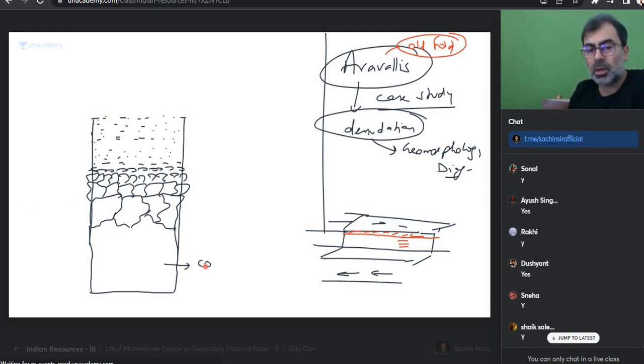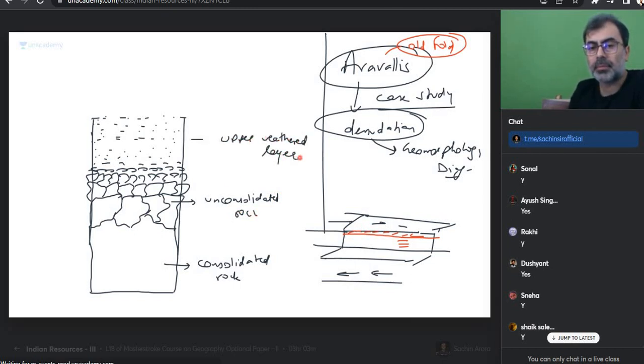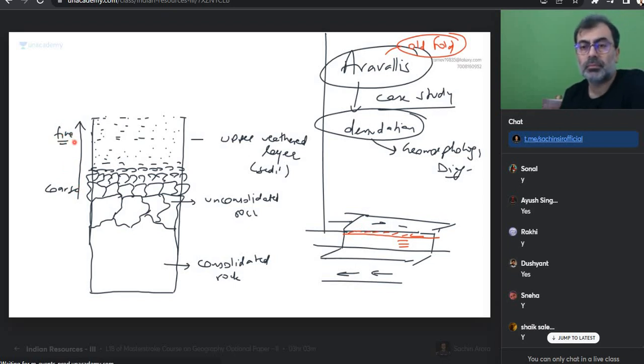If I cut a section of the surface of Earth, it will look like this. This part is called consolidated rock. This part is unconsolidated rock. This part is the upper weathered layer. Can I say these are the sediments? Can I say as I am going from bottom to up, this side is coarse, this side will be finer? Possible? This is how soil is formed.